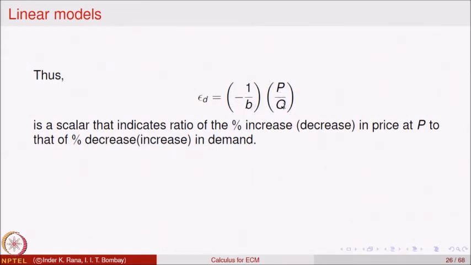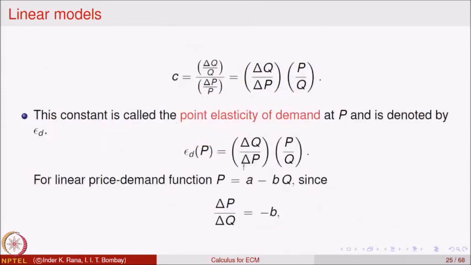So, that gives for a linear function, the coefficient of elasticity is nothing but minus 1 over B into P by Q, which is a scalar that indicates the ratio of the percentage increase or decrease in price at price P to the percentage increase or decrease in demand at that price. So, this is the coefficient of elasticity for a linear model of price and demand, where the price and demand is P is equal to A minus BQ.